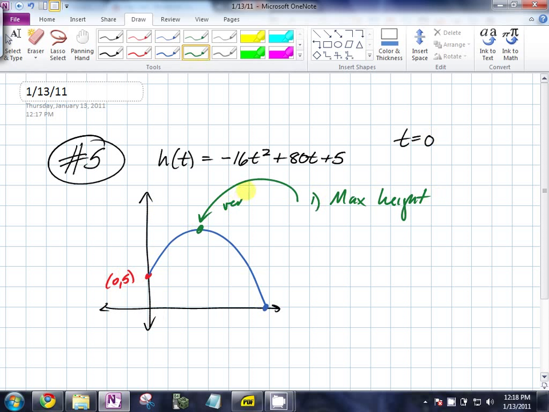Okay, now the second thing it asks you for is the what? Yeah, when it hits the ground. What's the time, right? Where's that going to be? What is this axis called? The x-axis. So what are we looking for? The intersection. The x-intercept. They're all generally called the zeros. When someone says the zeros of a function, that's where it crosses the x-axis. So when it hits the ground is right there.